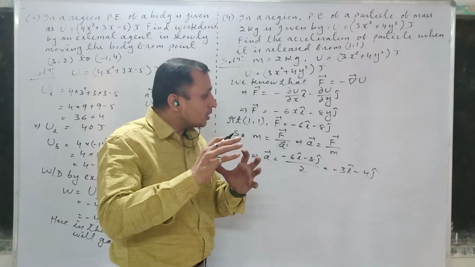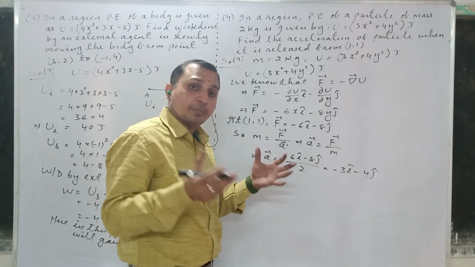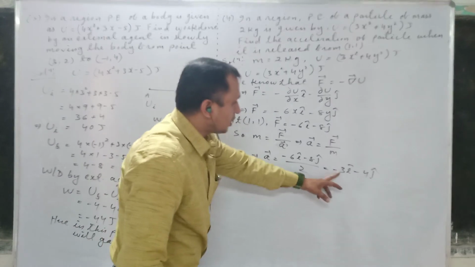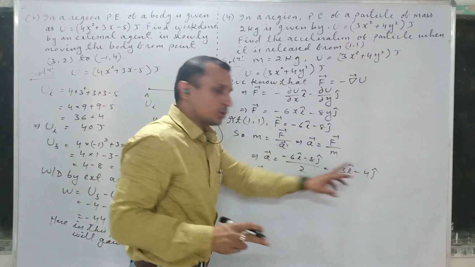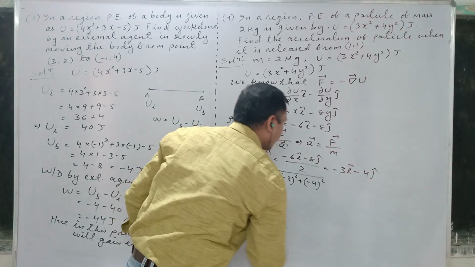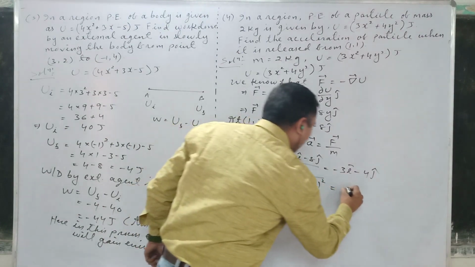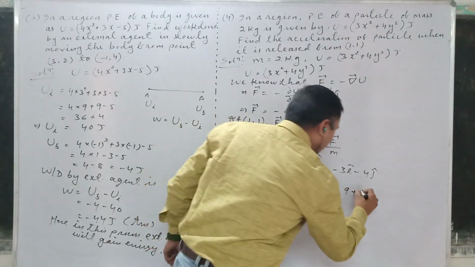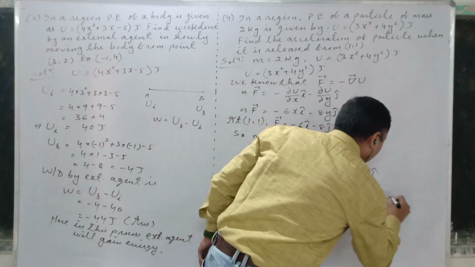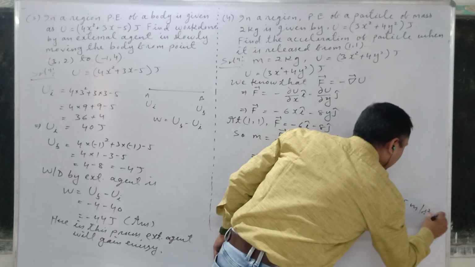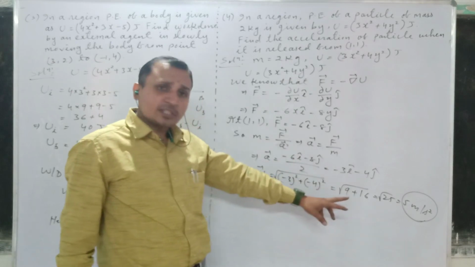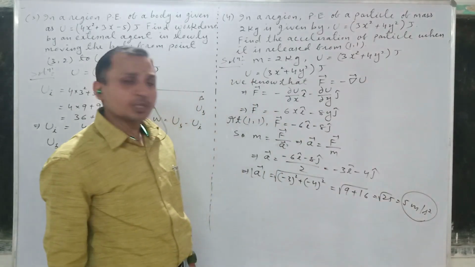But if you want to quantify this, or find the magnitude of the acceleration, how can we find it? The magnitude will be the square root of x squared plus y squared. So the square root of (-3) squared plus (-4) squared, that is 9 plus 16, the square root of 25, that is 5 meter per second square. This is the acceleration we are getting. So the magnitude of acceleration we are getting is 5 meter per second square.